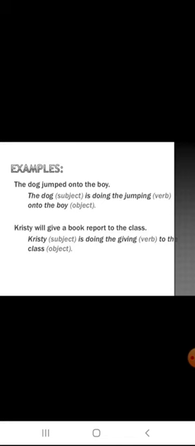Christy will give a book report to the class. Christy is the subject, doing the giving, the verb. To the class is the object.